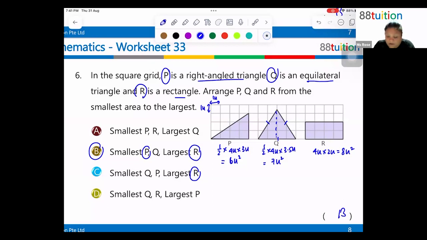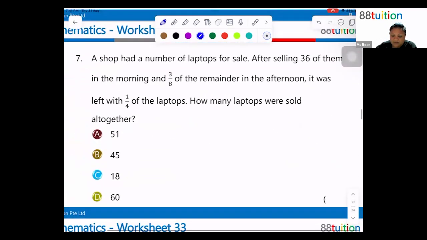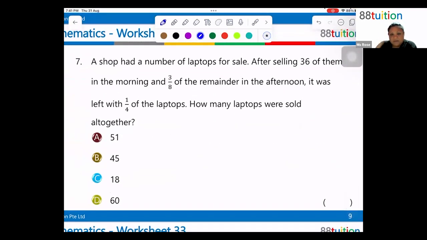Okay. All right. Question number 7. Now, who got this 7 wrong? Heidi and Pranati. Why? Okay, let's see.